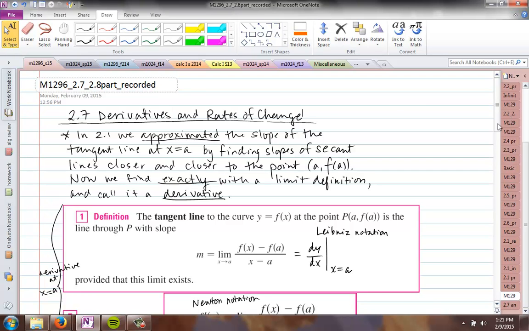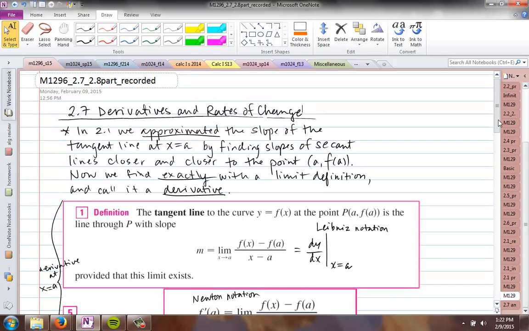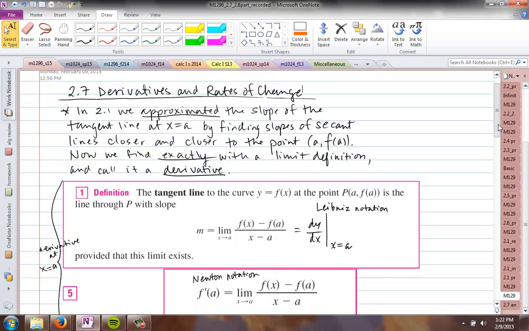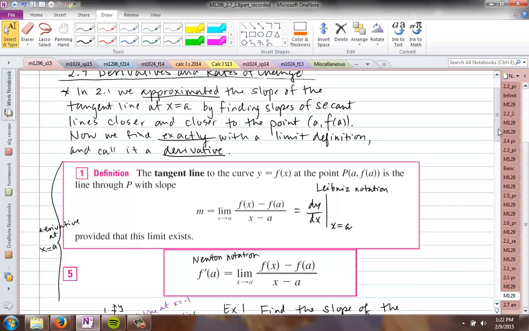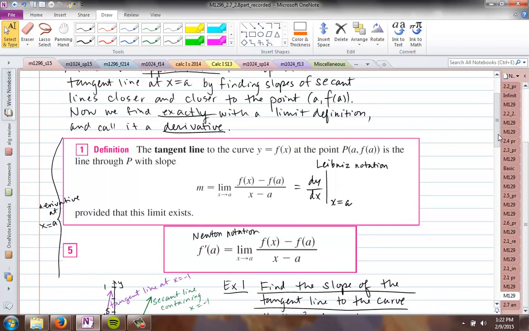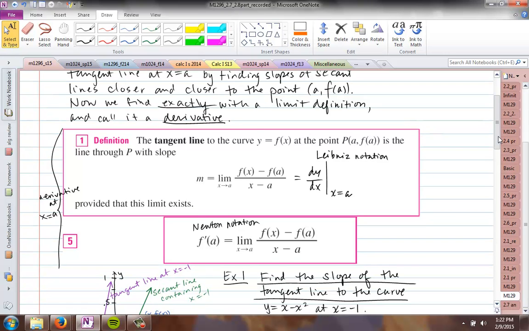What that's called is the derivative. That's its official name, and we're going to call it by that now. But it means the same as the exact slope of the tangent line at a particular x equals a value on a curve. So your book really goes nuts with lots of definitions here.